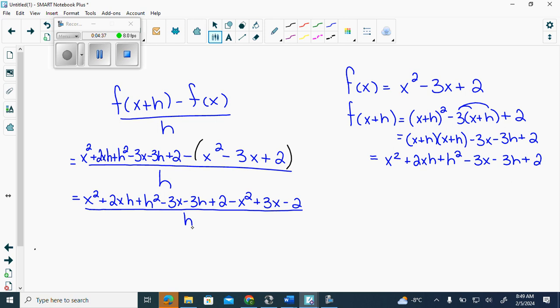All right? So this one doesn't have an h. x squared cancels off with negative x squared. This has an h, this has an h. Negative 3x cancels off with 3x. Positive 2 cancels off with negative 2. Now, why do I just want terms with only h's left?